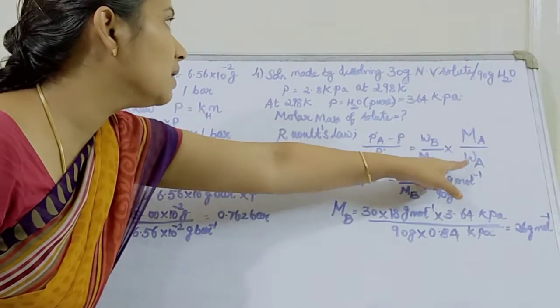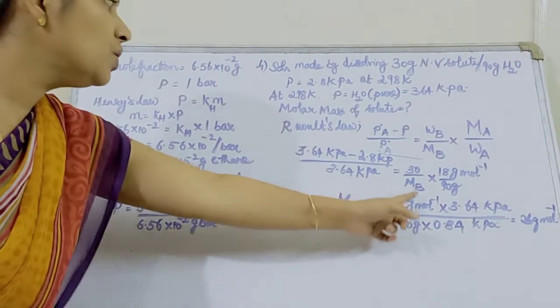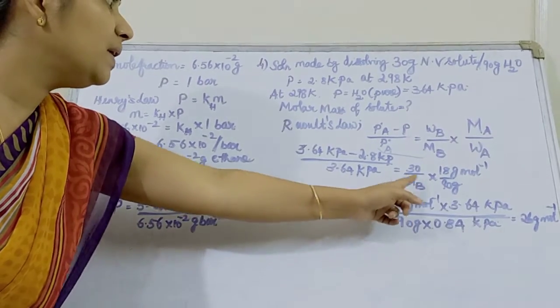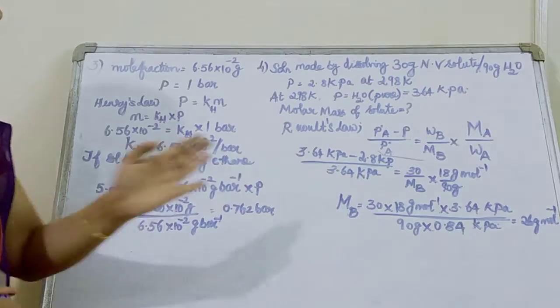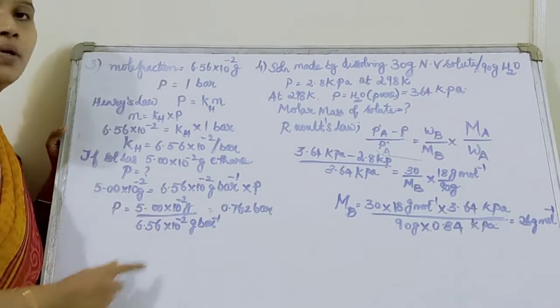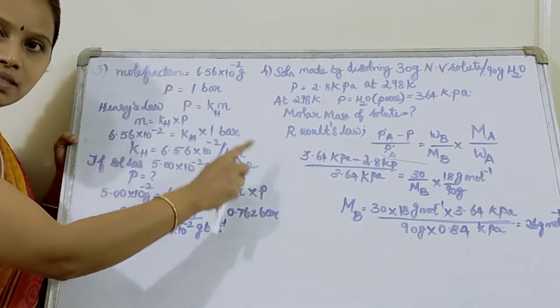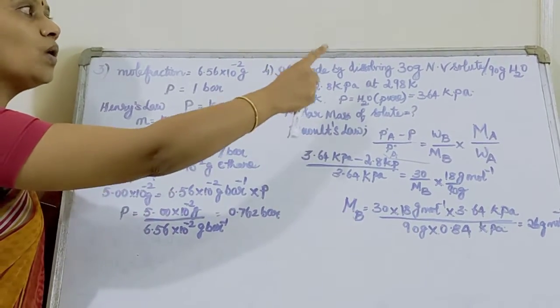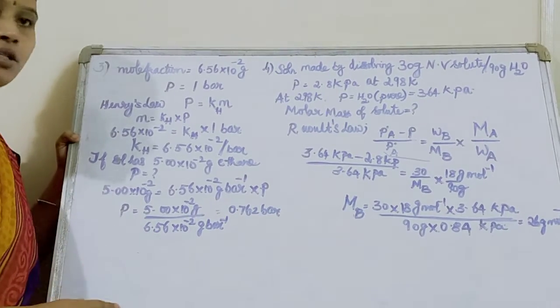Divided by what is Wa? It is 90 grams. Okay. So when you substitute the values, I'll be getting 26 grams per mole, which is nothing but the molecular weight of component B. So I have substituted the formula of Raoult's law, which is for non-volatile solutes. I have calculated the molecular weight of the component B.